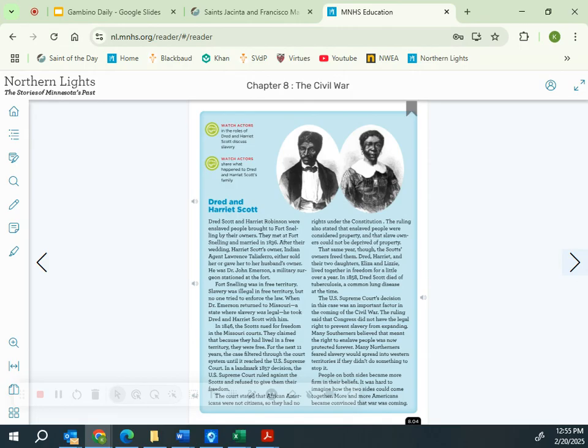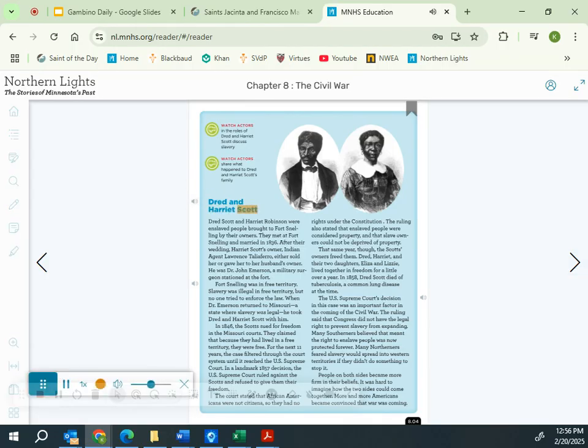In the blue box, we are going to be learning about Dred and Harriet Scott. Has anybody heard of Dred Scott? Yeah. So some of us, when we were doing our research for our History Day projects, that kind of came up for a few of us, especially those talking about Harriet Tubman. So you guys probably have the best idea about it, because this is more in your time period. So we're going to learn about Dred and Harriet Scott and how that played a part in Minnesota.